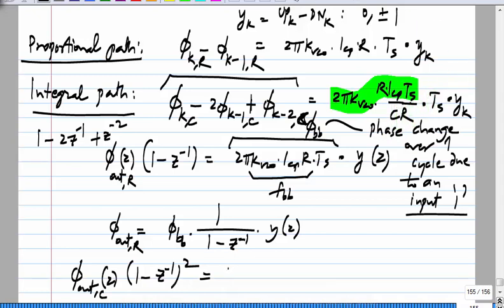Now, we have two paths, one is the proportional path and the other is the integral path. So I will show it like this. This part is common.